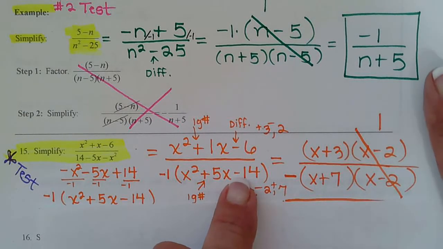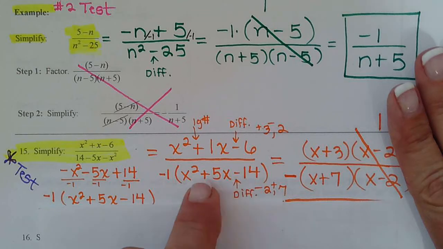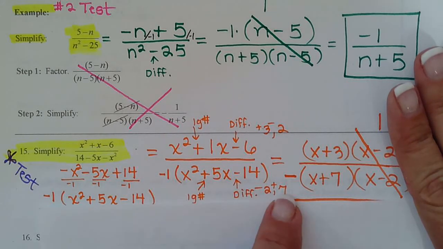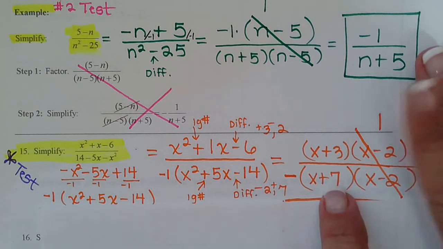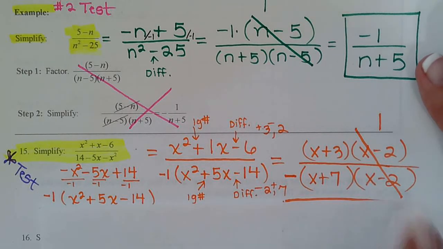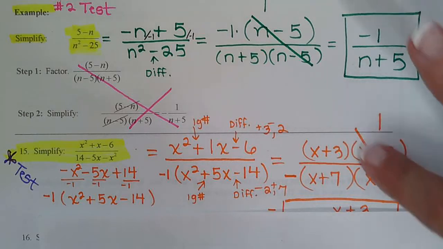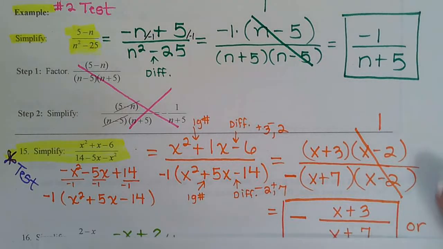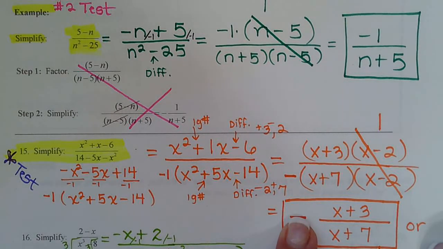And then we have signs are different. Largest one positive, factors of 14 that subtract to 5 are 7, 2. I made my largest one positive. So x plus 7, x minus 2. The x minus 2's cancel. So I end up with negative x plus 3 over x plus 7. Or you could write it like this.